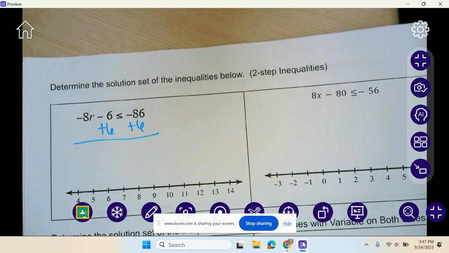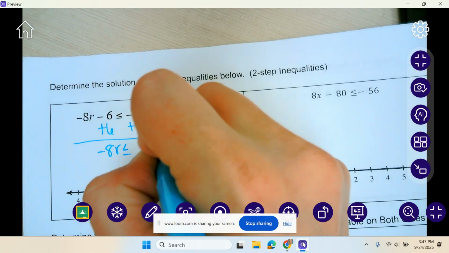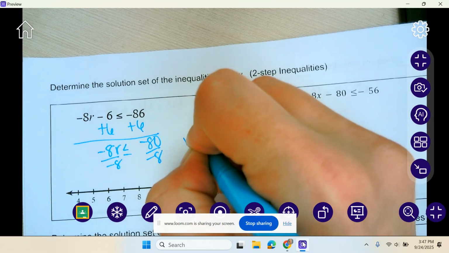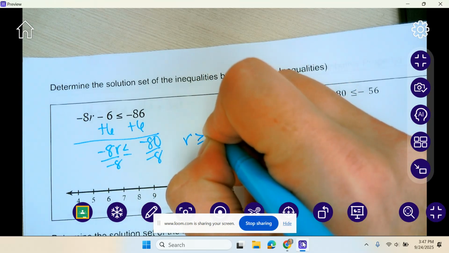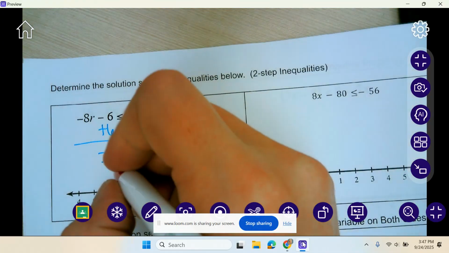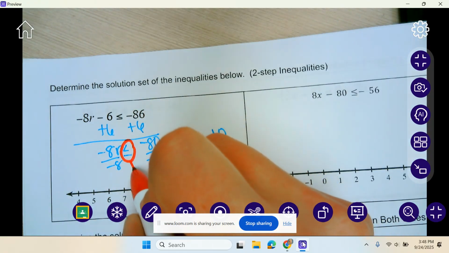So first up, move the constant. So negative 8r is less than or equal to negative 80 divided by negative 8. R is greater than or equal to 10. So real quick, I said something and I didn't say it out loud. We divided by a negative, so this right here, it flips.